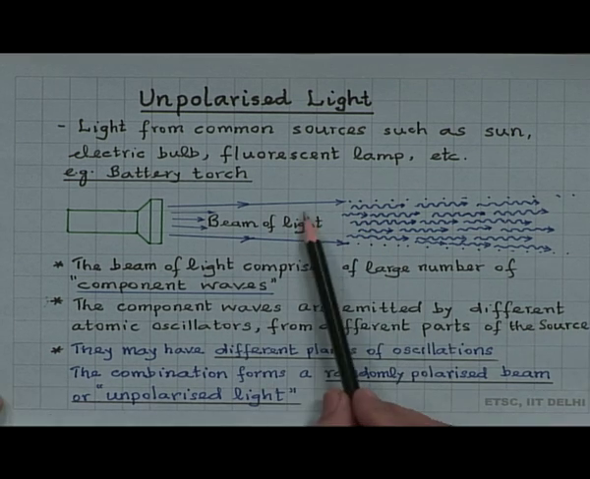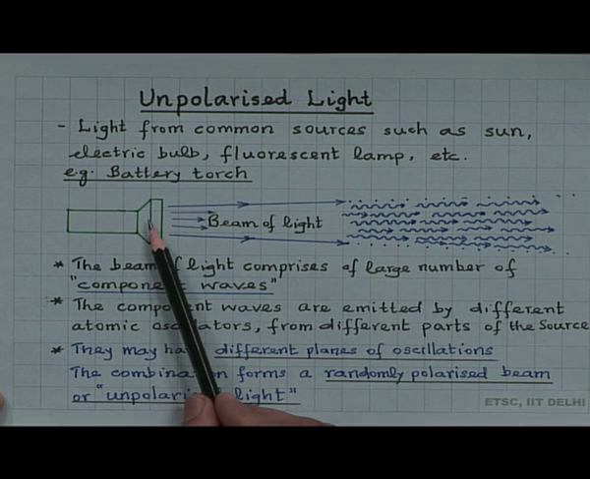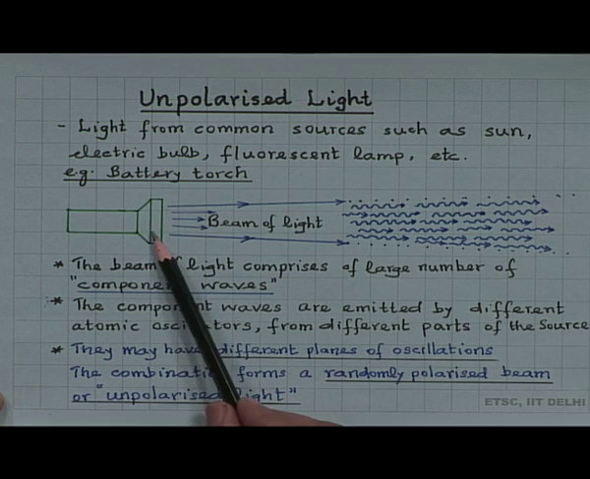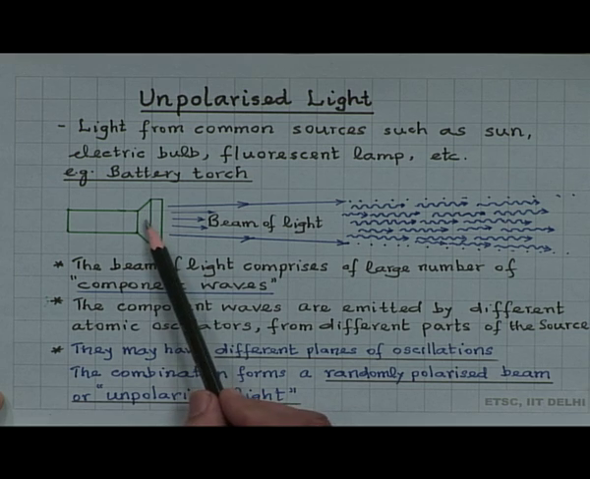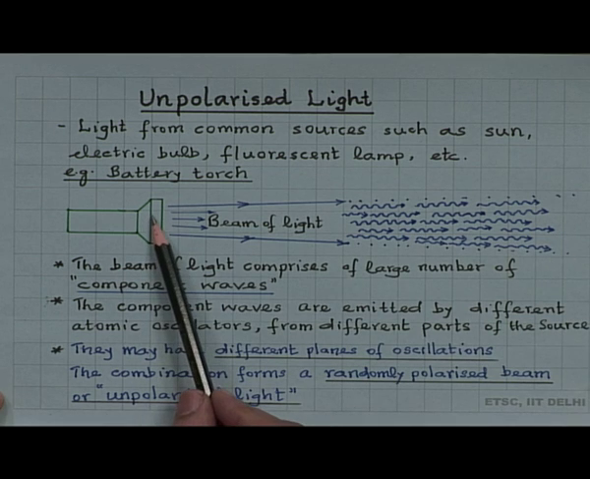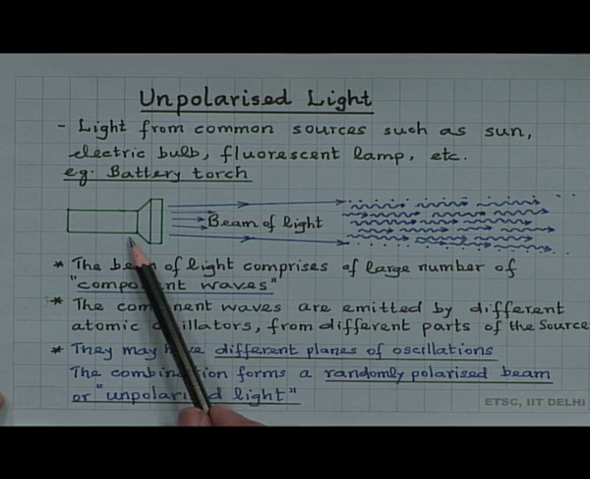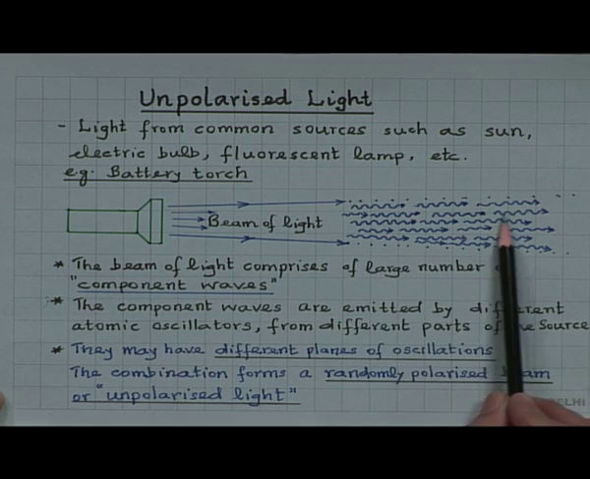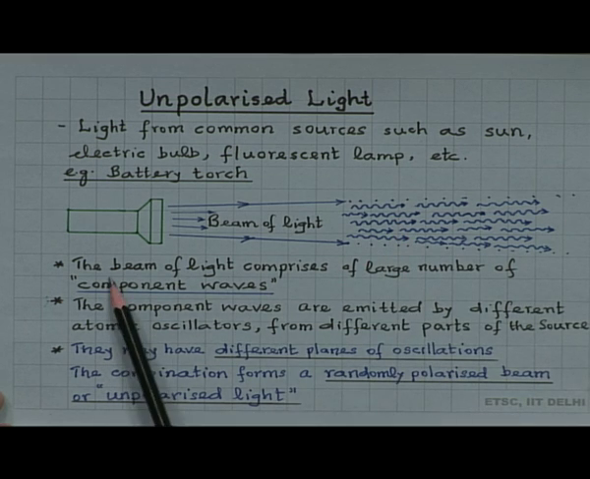These are the component waves. These are waves which are emitted by different parts of the emitter. This torch bulb has a filament and different parts of the filament give out different component waves. These are all independent waves which are emitted by different parts of the filament, and therefore, what I have shown here is the component waves. Now, the beam of light comprises of a large number of component waves. The component waves are emitted by different atomic oscillators from different parts of the source.